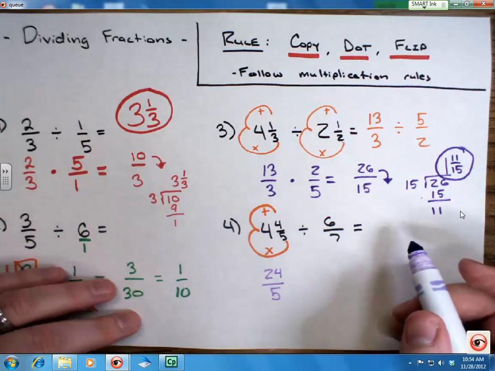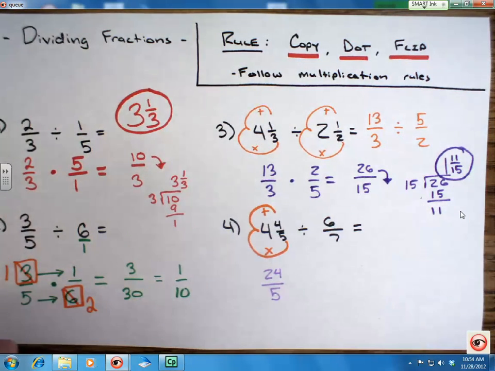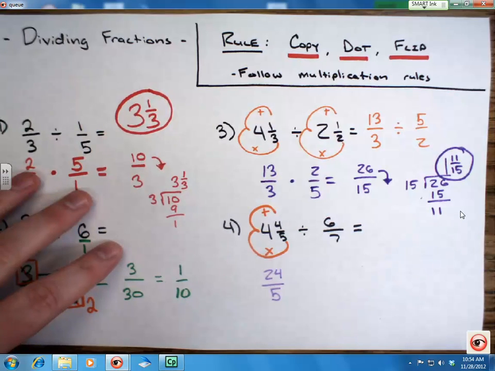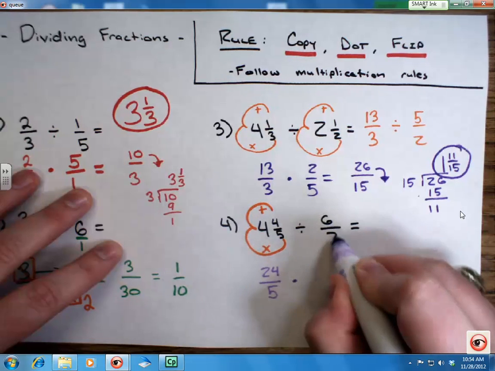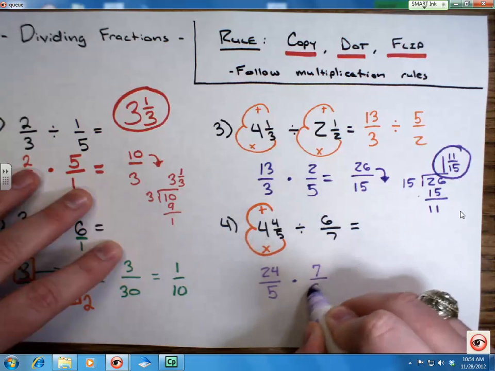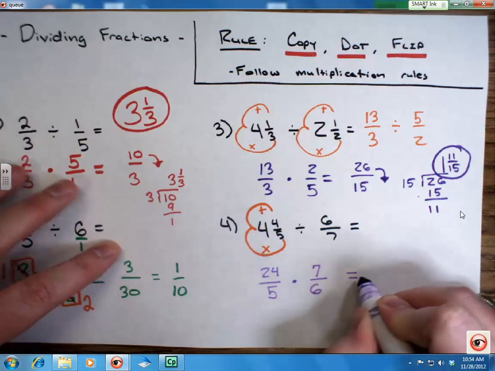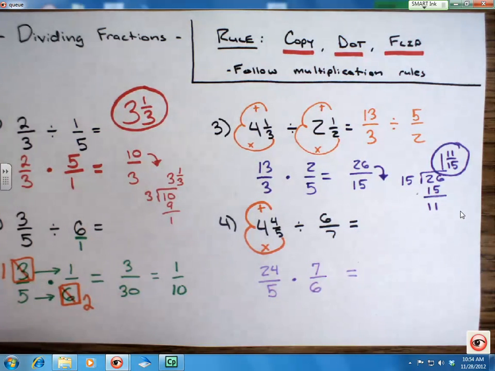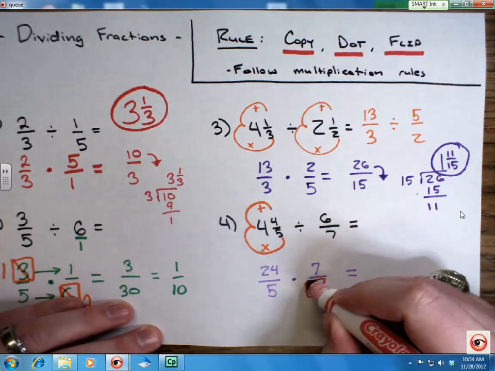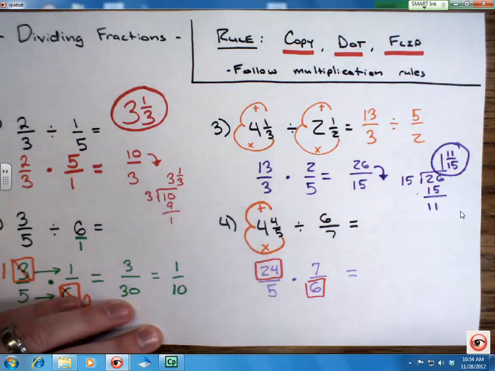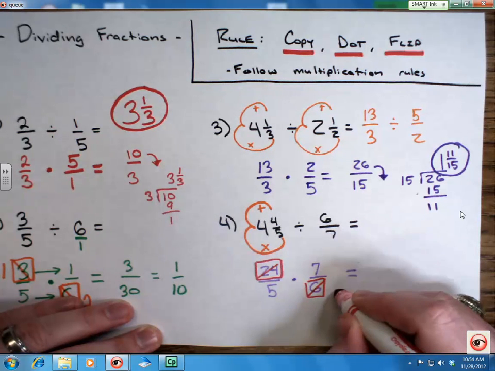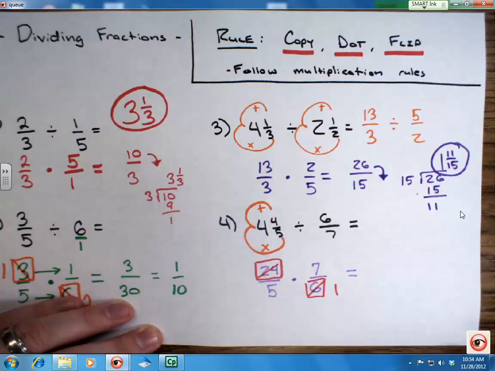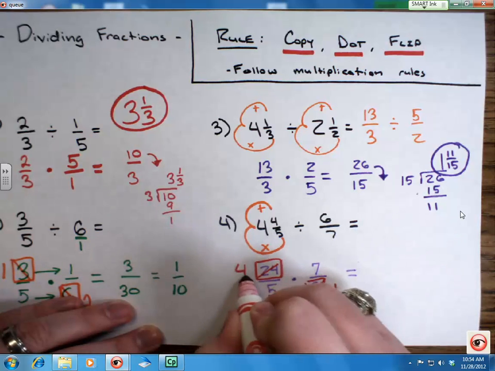Okay. Now, what do I need to do? Okay, I need to put down my dot, and then I need to flip my second fraction here. So that's going to become 7 over 6. We can simplify before we multiply if you choose to. We can simplify this 6 and the 24, because what number goes into both 6 and 24? Yeah, 6 will. Okay, so that would be 6 divided by 6, so that 6 is going to become a 1, and that 24 is going to become, yes, a 4, because 24 divided by 6 is 4.